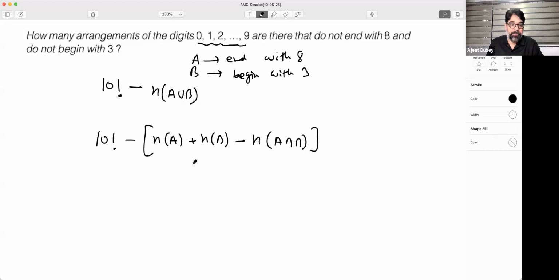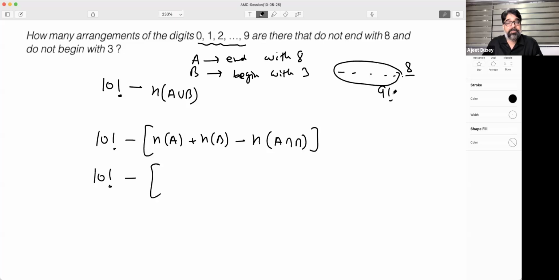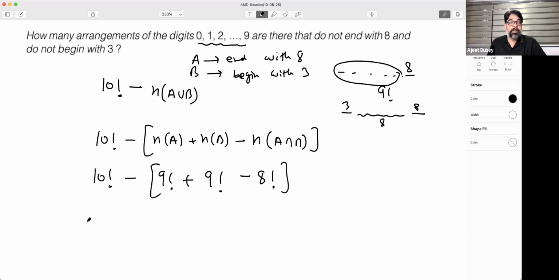I'm not checking the chat, I'm just concentrating here. 10 factorial minus n of A. How many numbers are there which end with 8? So 8 is fixed here, and the balance places can be filled by 9 factorial because there are a total of 9 objects left. So 9 factorial, and again this is also 9 factorial. Begin with 3 and end with 8 means first place and last place are fixed, only 8 places are left. So that will become 8 factorial. I'm sure it's clear to everybody.